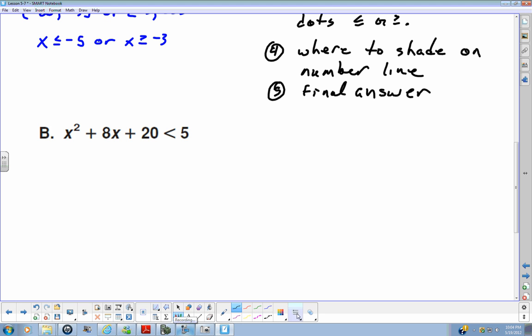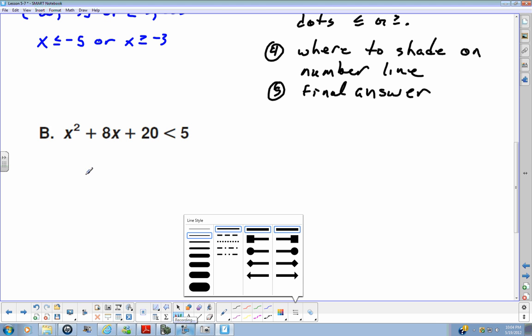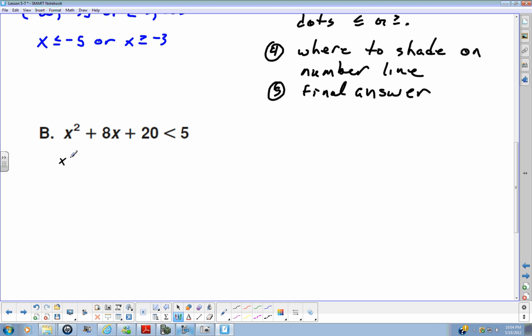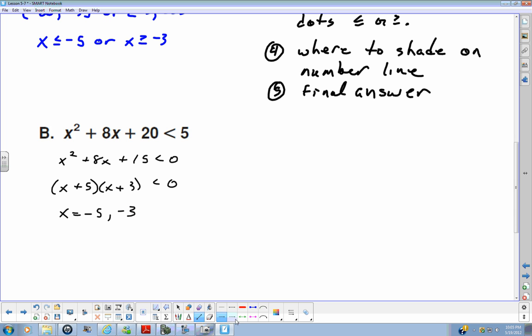So here we've got, we'll take our 5 and move it over. So we're going to subtract 5 from both sides. We have 15 here. And our factoring again, x plus 5 and x plus 3. And so we're going to get -5 and -3 again. So we take and make our number line.